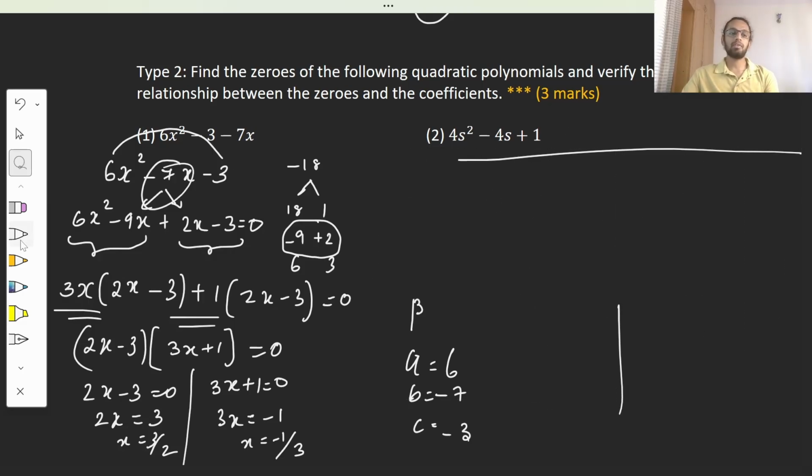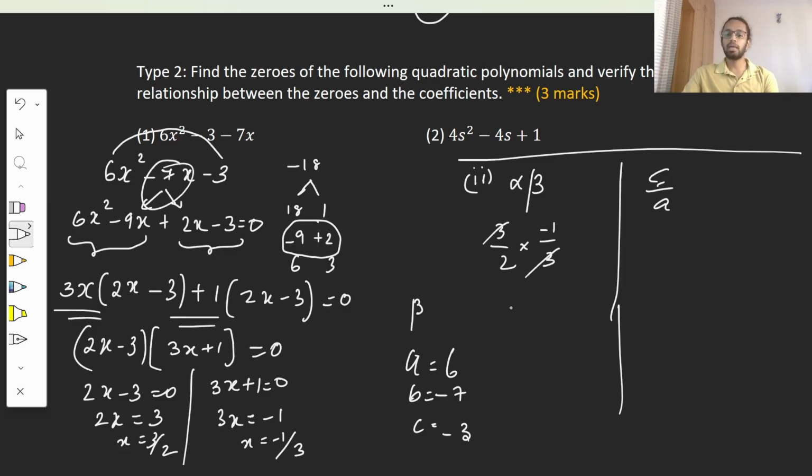So the second verification strategy is called product of the zeros, which is alpha times beta should be equal to c by a. The value of alpha is 3 by 2 and value of beta is minus 1 by 3. These two get cancelled and we get minus 1 by 2. The value of c, as per the question, is minus 3 and the value of a is 6. We need to simplify it and then check whether they are equal. Now they are also equal. So this verifies that whatever we have done is absolutely right. So this is how we do finding the zeros of the polynomial and verifying the relationship.